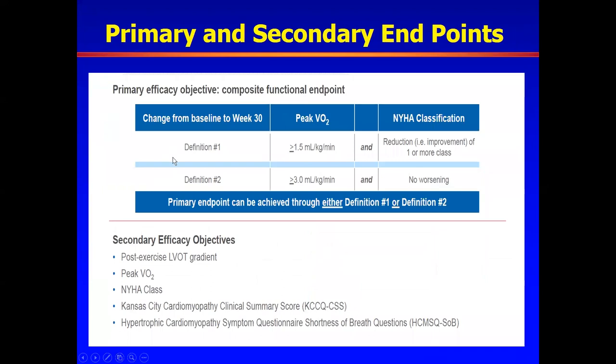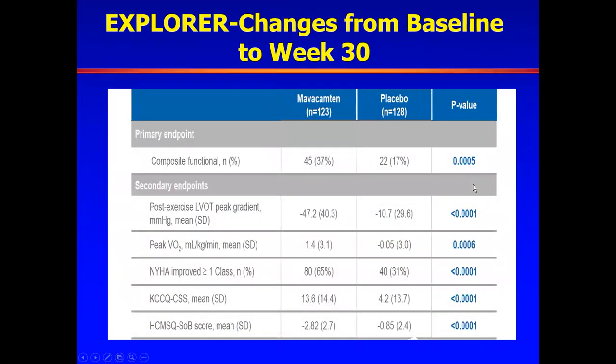The primary endpoint was a change from baseline to week 30: peak oxygen consumption increasing by at least 1.5 milliliter per kilo per minute, along with an improvement of at least one NYHA class, or an improvement of 3 mL per kilo per minute of peak oxygen consumption and no worsening. There are many other secondary endpoints. If you look at the secondary endpoints and the primary endpoint, all of them were much better with mavacamten. Very remarkable results, as you see on this slide.